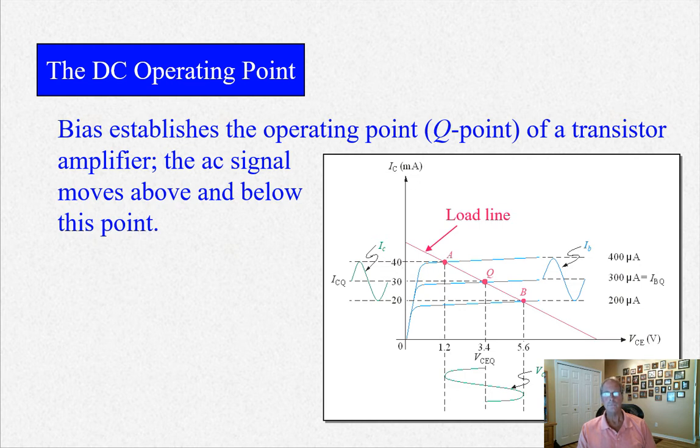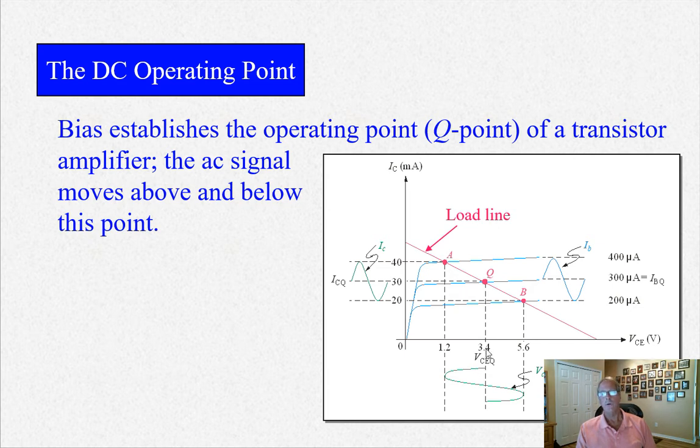Okay? Now what's the beta of this transistor? Okay, the beta of this transistor is going to be, in this case, any one of these you can use. It could be 40 milliamps divided by 400 microamps. Okay, so that's 100.